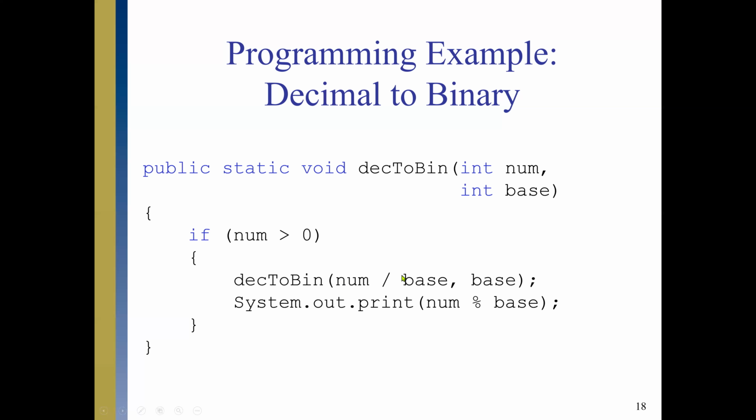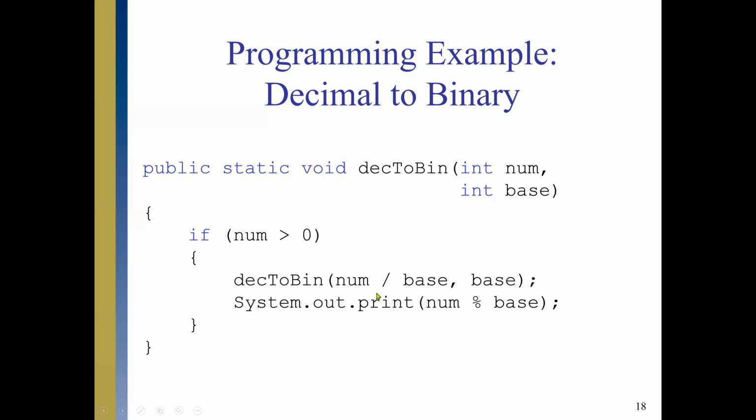Then when we divide the number by the base, we need the remainder. So what do we do? We print out the remainder. System.out.print num modulus base. So we print out the remainder. Now, when we print out the remainder, if the answer is not yet 1 or greater than 0, then we keep going. We divide the next value like we did.